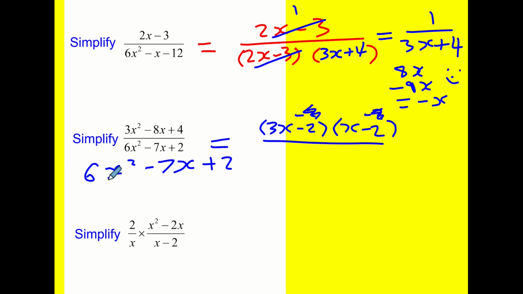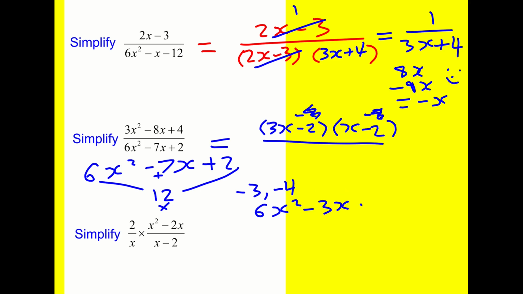When we do this method of factorization, we multiply the coefficient in front of x squared and the number by itself, and that gives us 12. Then we try and find two numbers that multiply to give 12 and add to give minus 7. In this case it's going to be minus 3 and minus 4. So I then rewrite my 6x squared expression as 6x squared minus 3x minus 4x plus 2. And then I factorize out the first expression.